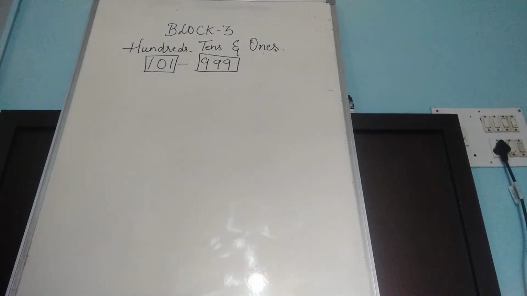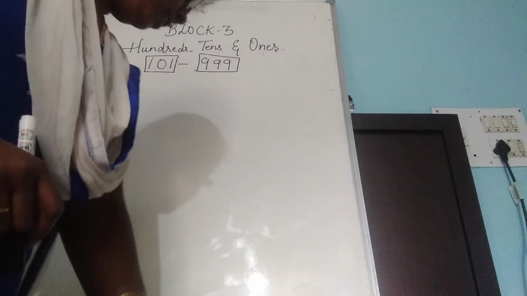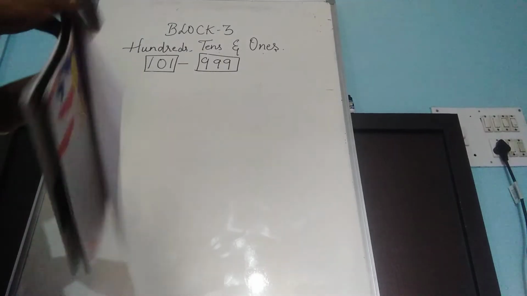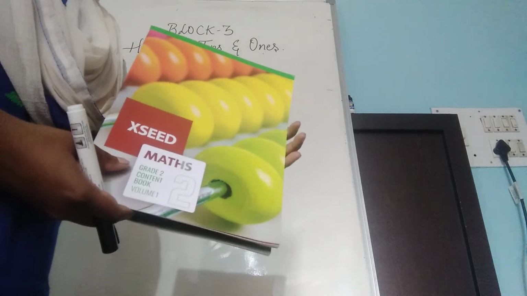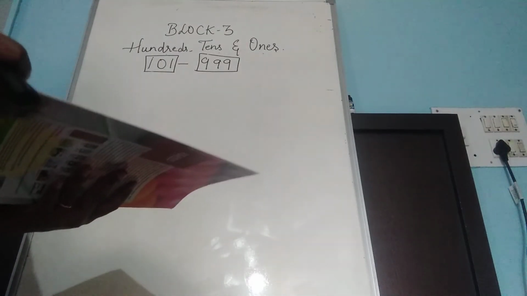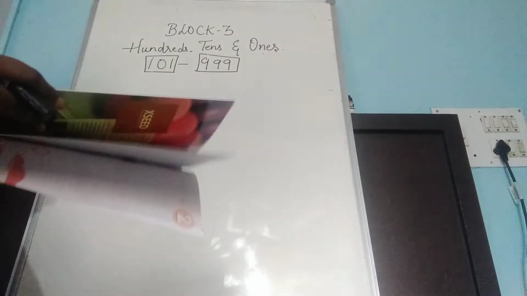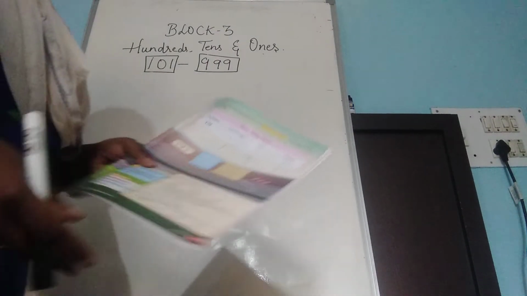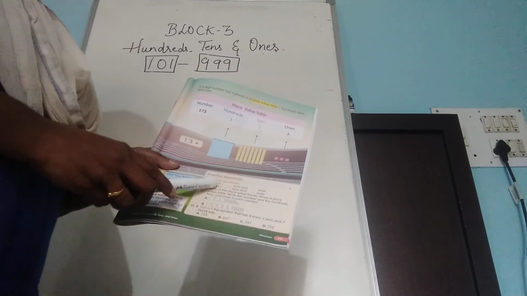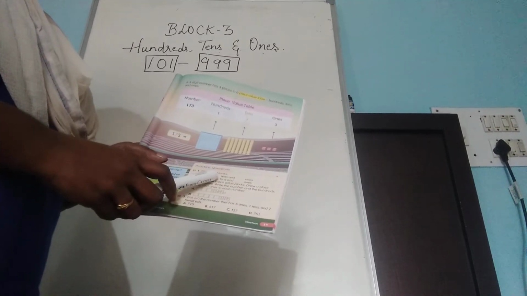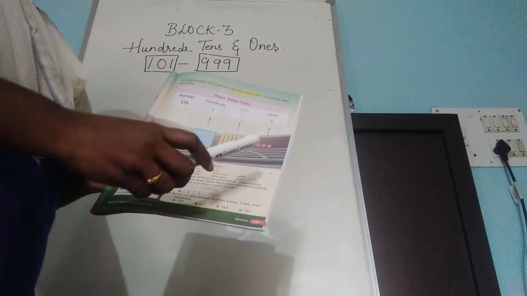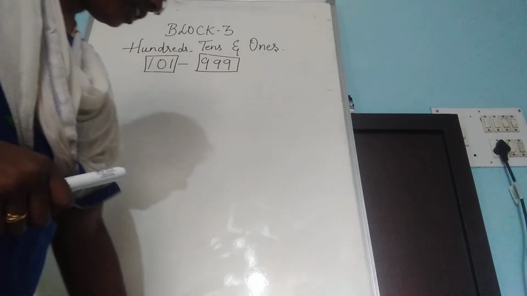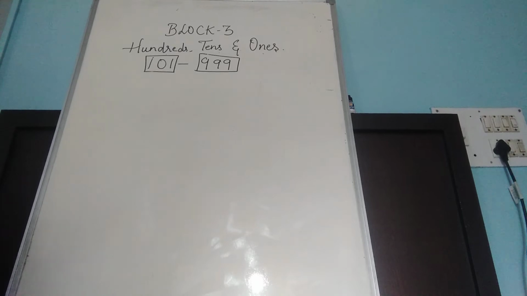Open your page number 19. Volume 1 content book, open page number 19. Under page number 19, you have practice questions. Let me read out the question for you. Fill in the blanks. 73 is equal to dash tens and dash ones. 49 is equal to dash tens and dash ones. This is very much a revision part for you. You have already learnt about this in your last chapter, so it's just a revision part.